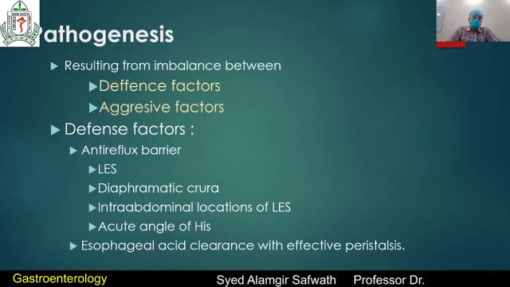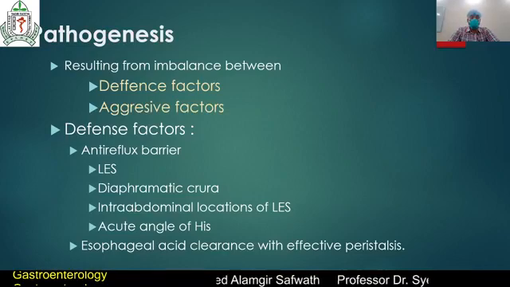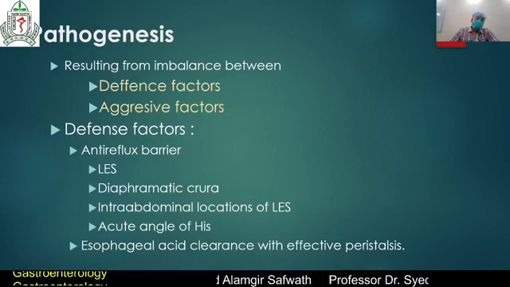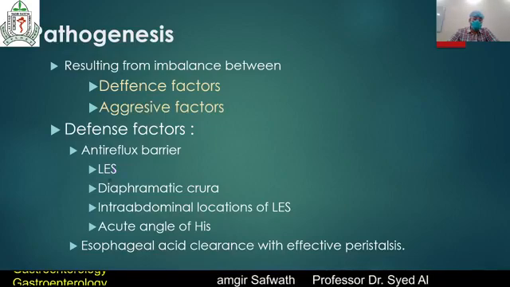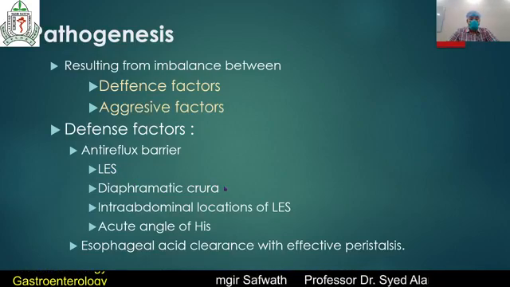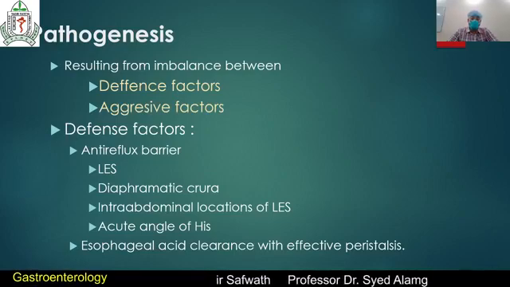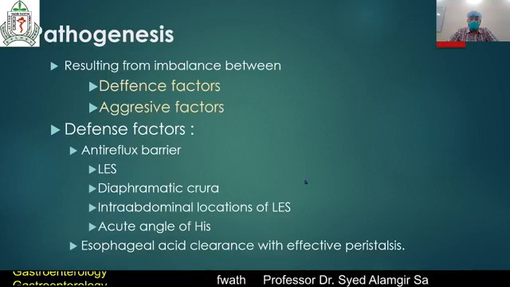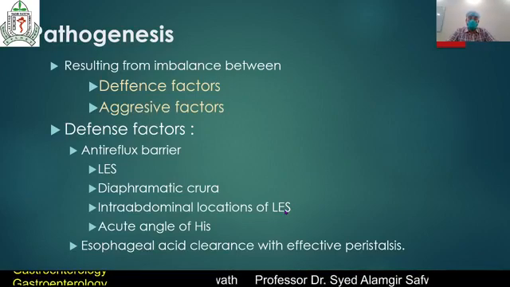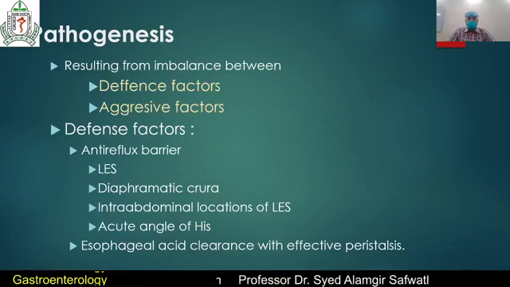If you think about the pathogenesis, it results from an imbalance between defensive factors and aggressive factors. Our body has some defensive factors as well as some aggressive factors. The defensive factors are, first, the lower esophageal sphincter itself, as it remains closed, so gastric content cannot pass above. Number two, the diaphragmatic crura. The diaphragmatic crura from both sides compress the lower end of the esophagus, thereby keeping it slit-like, which helps to keep it closed. So it is a defensive factor. Next, the intra-abdominal location of the lower esophageal sphincter. As it is intra-abdominal and there is some intra-abdominal pressure, that pressure will help to keep the lower esophageal sphincter closed.